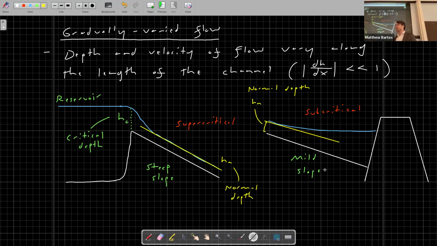What I'm going to do next is derive an equation that we can use to compute that water surface profile. This is essentially the same thing that is being done in HEC-RAS. I'll show you where it comes from in this next step. Are there any questions before I move on?